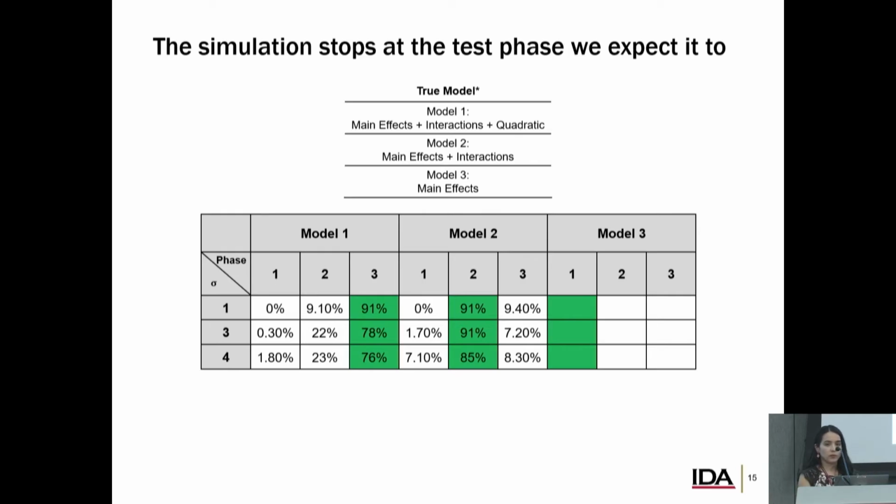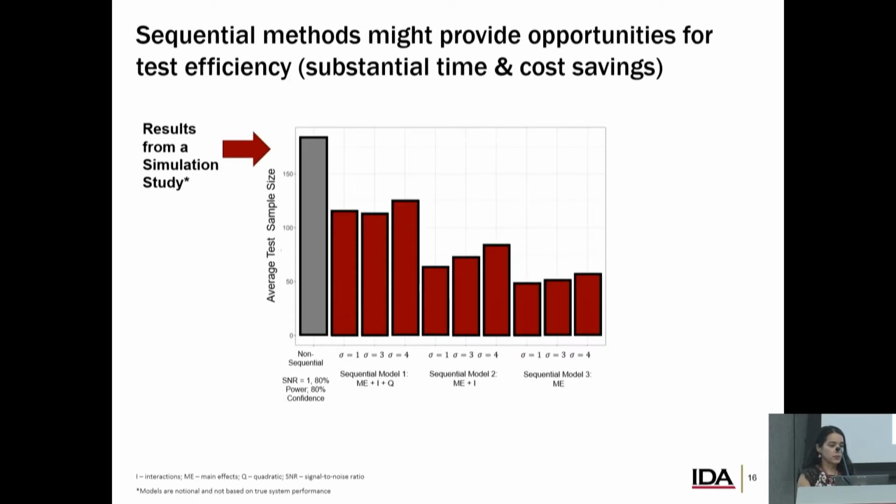And for model 3, which is the simpler model, I want to stop after the first phase. So if I collect data in phase 1, and say I need to stop, then about 90% of the time, I'm right at stopping right after phase 1. Back to test efficiency. What does the sample size look like? So again, these are the results from the simulation.